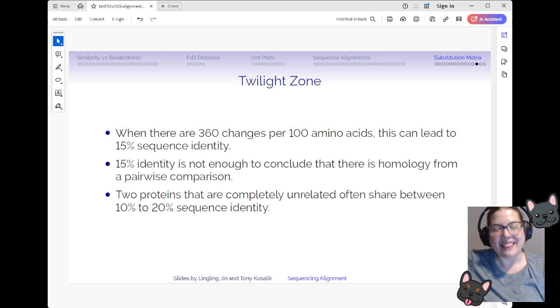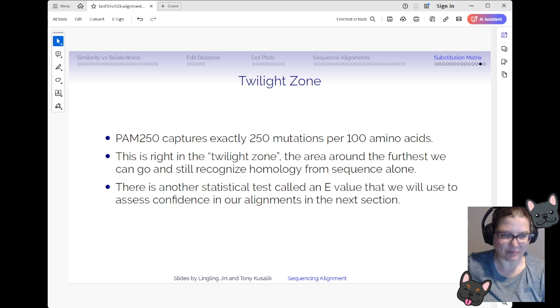The answer is no, because of this math that someone else has figured out for us and published in a research paper. So PAM 250 captures that point of exactly 250 mutations per 100 amino acids, which is right in that twilight zone, the furthest that we can go to recognize homology from sequence alone.